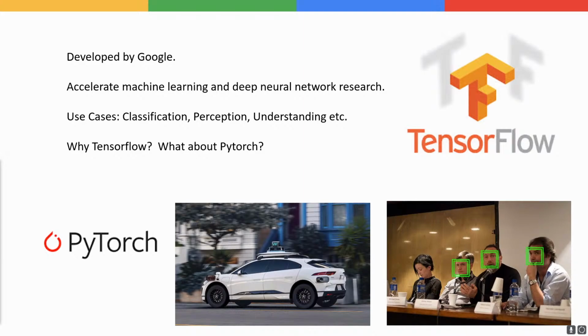Okay, so now we're going to talk about TensorFlow. TensorFlow is an open source AI library that was developed by Google for internal use to accelerate machine learning and deep neural network research. It did start off internally, but it was released in 2015 so that it was available to the public. It is mainly used for classification, identifying images, perception, understanding. It's used in things like self-driving cars. And it's really easy to use because it has a ton of pre-built functions and advanced operations. That's what makes it easy to build different types of neural network models.